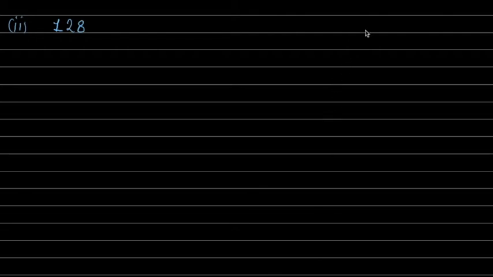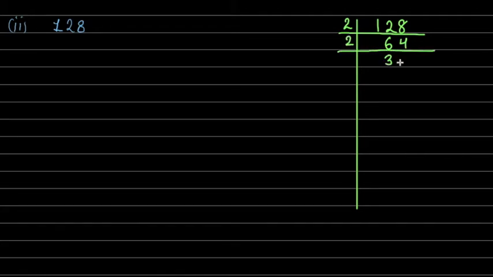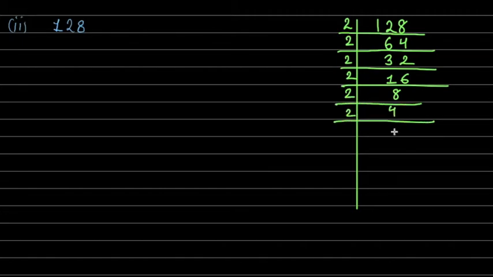So the first thing, as we did earlier also, we will do the prime factorization of 128. The unit place digit is 8. It means the given number you can divide by 2. 2 6s are 12, 2 4s are 8. Again 2 3s are 6, 2 2s are 4. Again 2 1s are 2 and 2 6s are 12. Now 2 8s are 16, 2 4s are 8, 2 2s are 4 and 2 1s are 2.